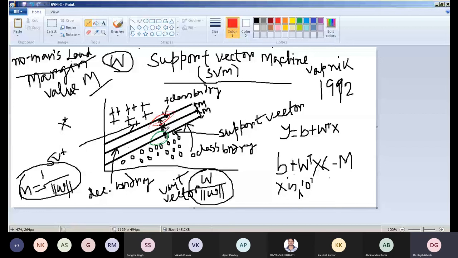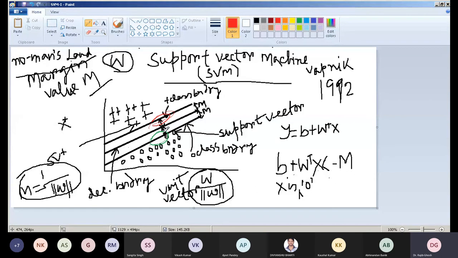So the distance we travel is capital M to get to the decision boundary, and then another capital M from there to the opposing support vector. Opposing support vector means opposite class support vector, that means here the circle class.